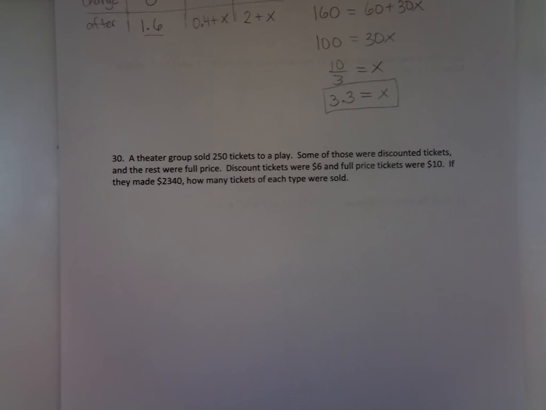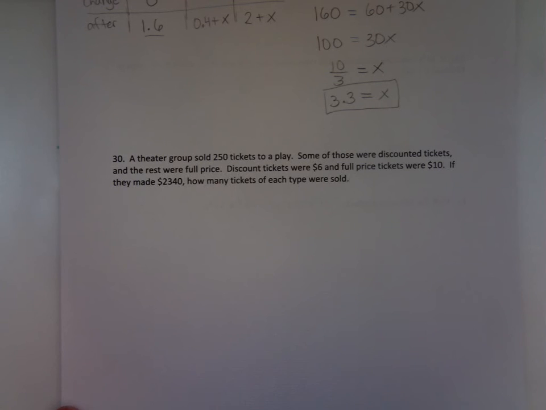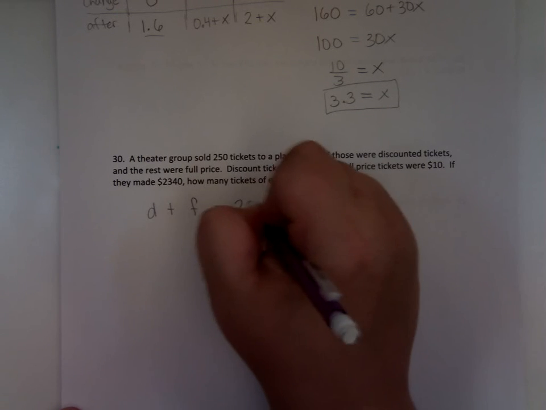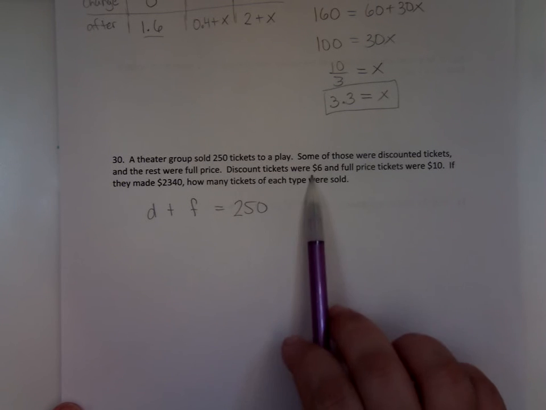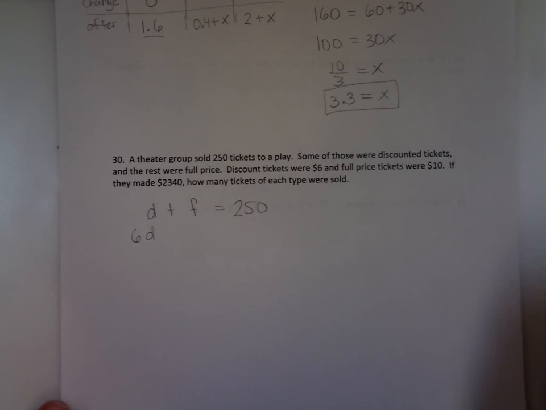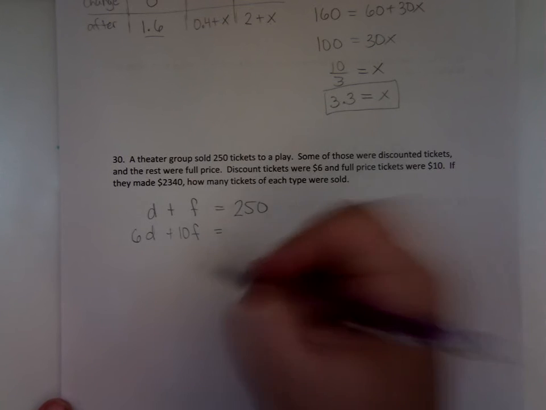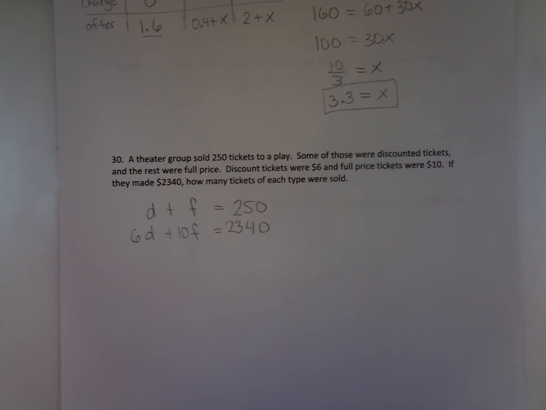So let's look at what we've got. We've got discount tickets and full price tickets, and together they add up to 250. So discount plus full price equals 250. And discount tickets were $6, so $6 per discount ticket, and then $10 for full price tickets. If we add all that up, we should get $23.40. So now we've got a system of equations, and you can solve it however you want.